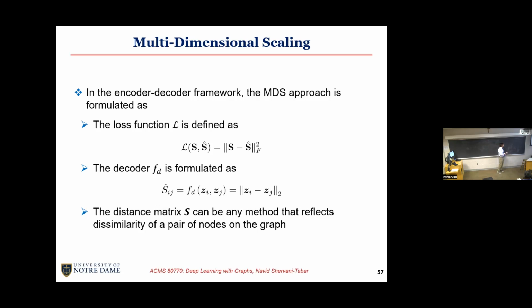So we have that, and we have a decoder FD, which we formulate as the distance between two embeddings, because that's what we want to preserve, the distances. So we plug that into our problem, and that's basically what we solve.